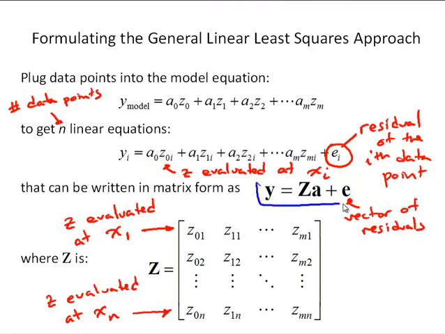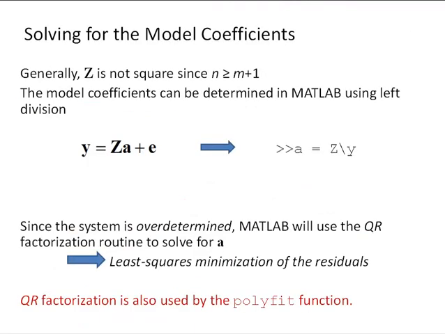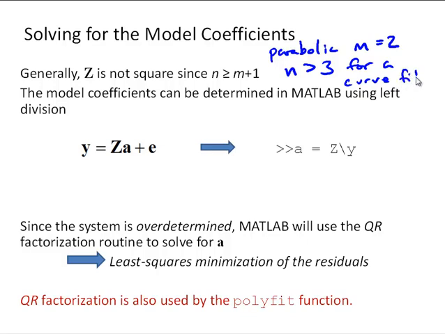So once we've done that, we've got this linear system for y. We can recognize that z is not going to be a square matrix. Since we're doing a curve fit, generally the number of data points is going to be greater than the number of model coefficients. One way to think about this is if we were doing a parabolic fit, then m would be equal to 2, and we would want to have n greater than 3 for a curve fit, because a parabola is uniquely defined by 3 points. So it's not really a least squares curve fit if we only have 3 points. That uniquely defines the parabola that passes through those 3 points. And that's actually more of an interpolation problem that we're going to talk about in the future.